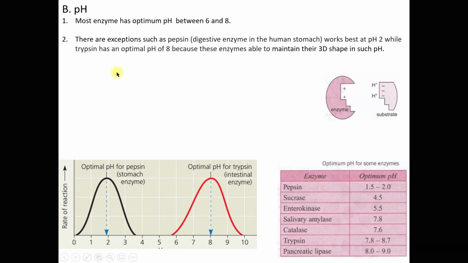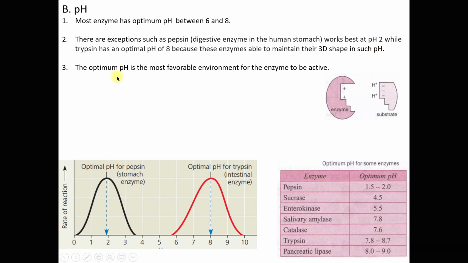Now there are exceptions such as pepsin, like what I mentioned earlier. Most enzymes have an optimum pH between 6 and 8, but some enzymes like pepsin work best at pH 2. This pepsin enzyme really likes an acidic environment, a very acidic environment. And then trypsin has an optimal pH of 8. These two enzymes, pepsin and trypsin, are able to maintain their 3D shape in such an extreme pH environment.